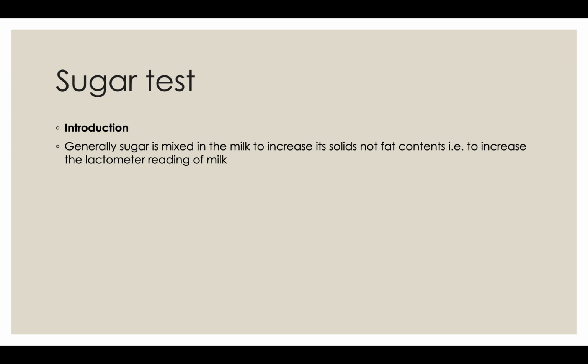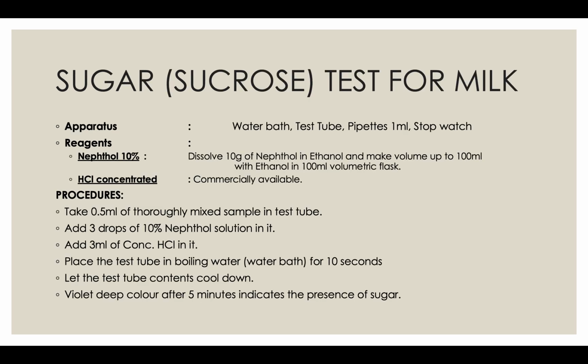Sugar test. Generally, sugar is mixed in the milk to increase its solids-not-fat, that is, to increase its lactometer reading. For the sucrose test, we need a water bath, test tube, pipette of 1 ml, and a stopwatch. Chemical reagents required for this purpose are naphthol 10% solution, which is prepared by dissolving 10 gram of naphthol in ethanol and making the volume up to 100 ml with ethanol in a volumetric flask. Commercial hydrochloric acid is used for this purpose.